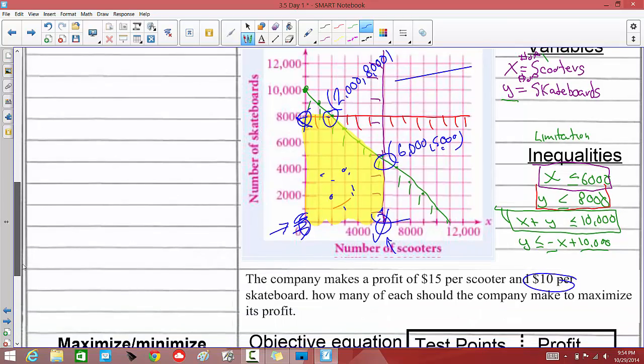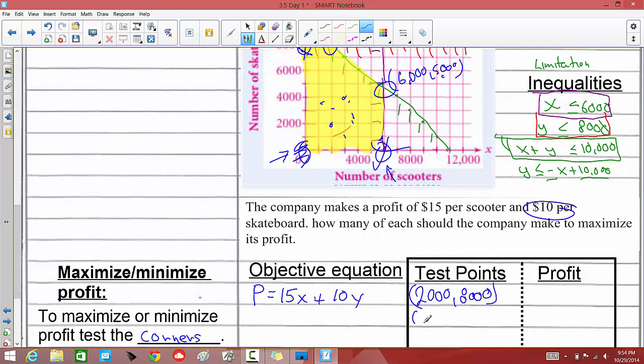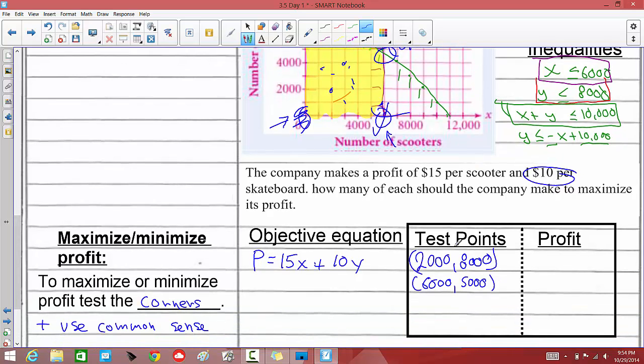So let's just write those 2 points down here in a nice organized fashion. So we got 2,000, comma 8,000. And then we have this point right here, 6,000, 5,000. Okay, right there. And now what we're going to do is we're going to take these 2 points and plug them into this equation. Each of them is going to give us a profit. We're just going to figure out which one's biggest. And then we've maximized our profit. We know that we would sell that much. So let's start with this one.